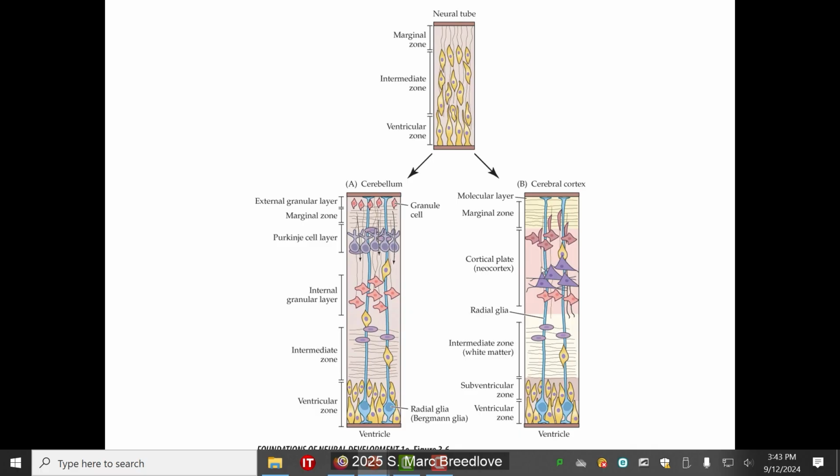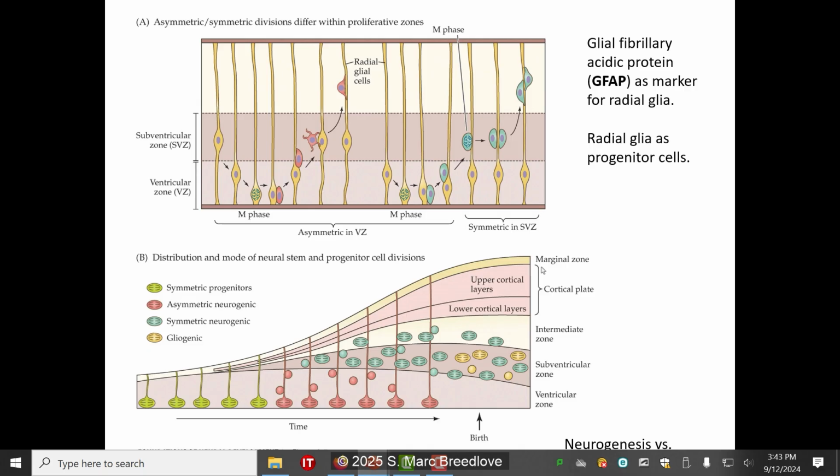Okay? Let's see how this works, and how we know about it. It turns out early in development of radial glia, actually early in development of glia, there's a particular protein that they make that is called glial fibrillary acidic protein. And only glia make it. Neurons don't make it.